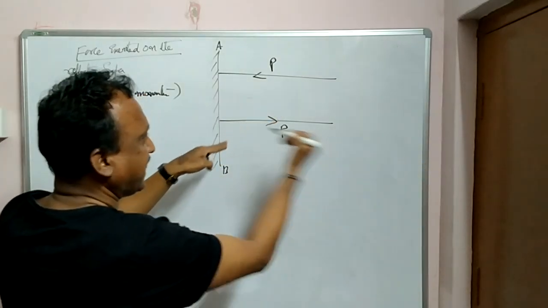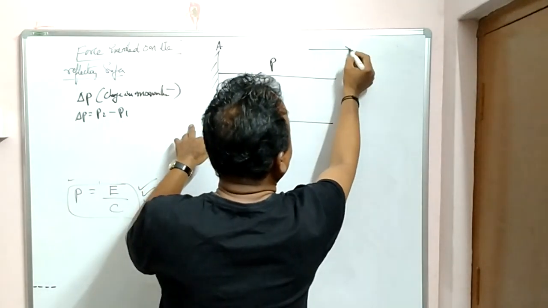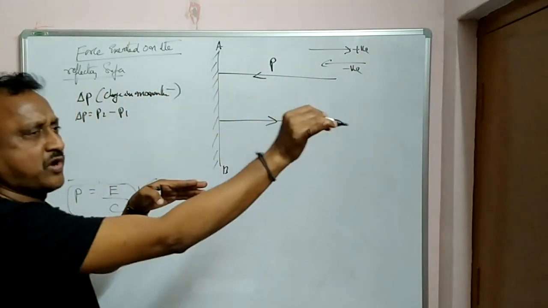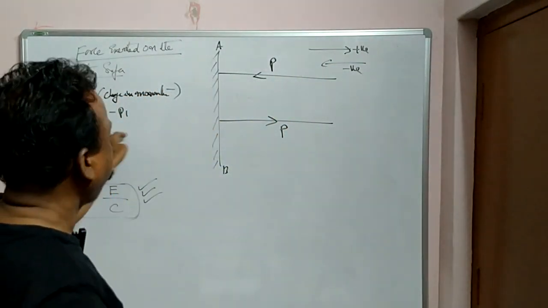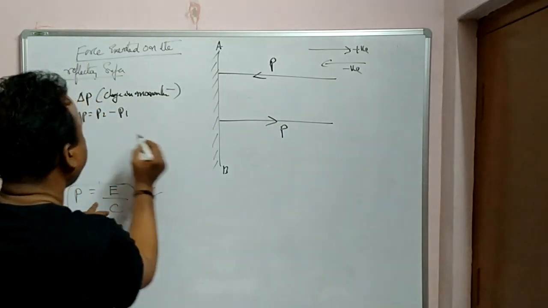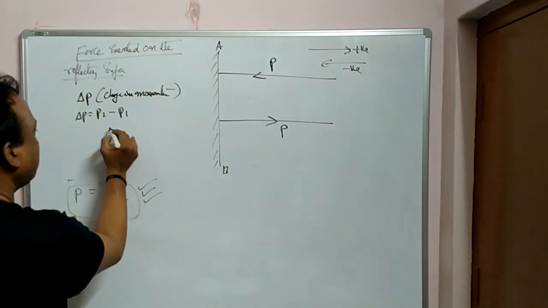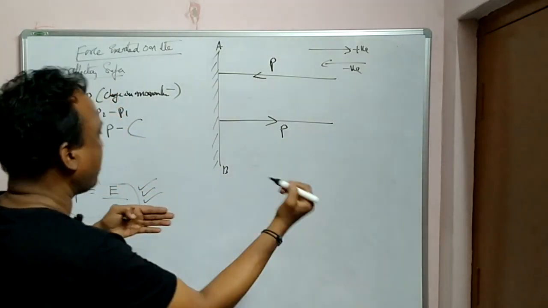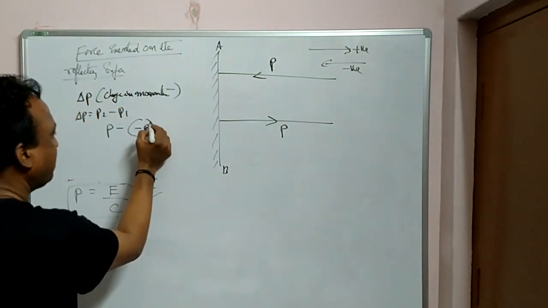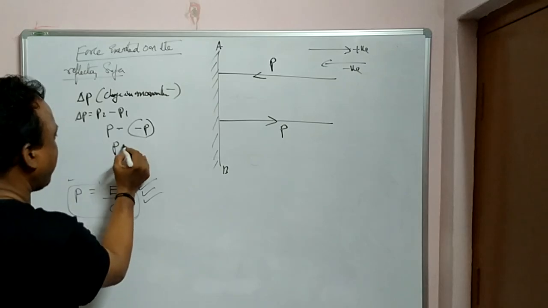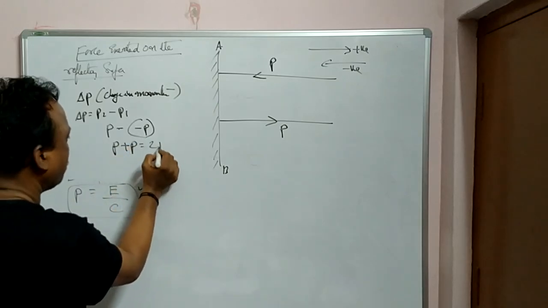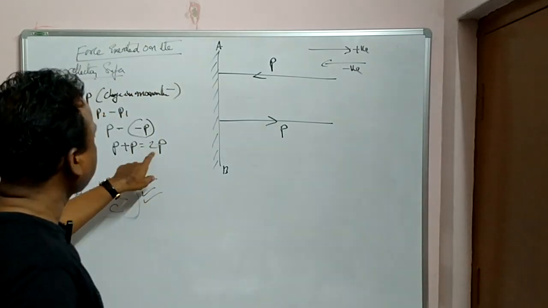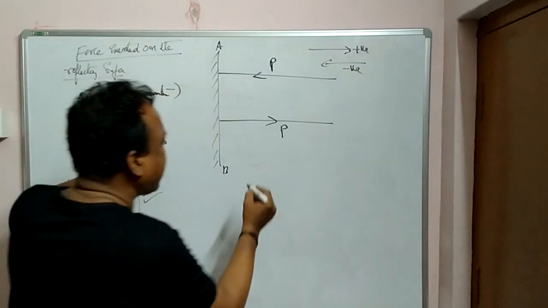Final means it came like this. Please make a note. This I will take as positive, this I will take as negative. X direction is positive, minus x is negative. So what is final? After hitting, the final direction is positive. So P minus, initial coming in this direction, minus P. So P minus into minus gives plus 2P. So what is the change in momentum for the reflecting surface? 2P.